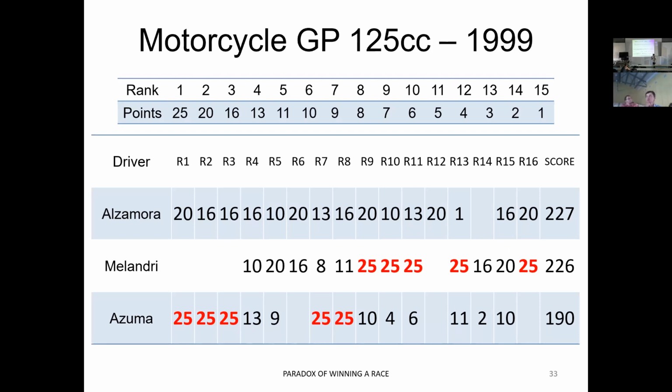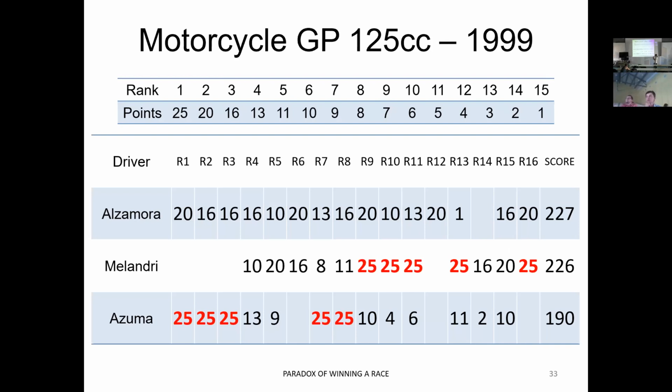To start with, we consider the case of the motorcycle Grand Prix of 1999. Here is the scoring vector, the results, and the first place finishes are highlighted in red. And observe that the winner, Alstare, did not finish first in any race.